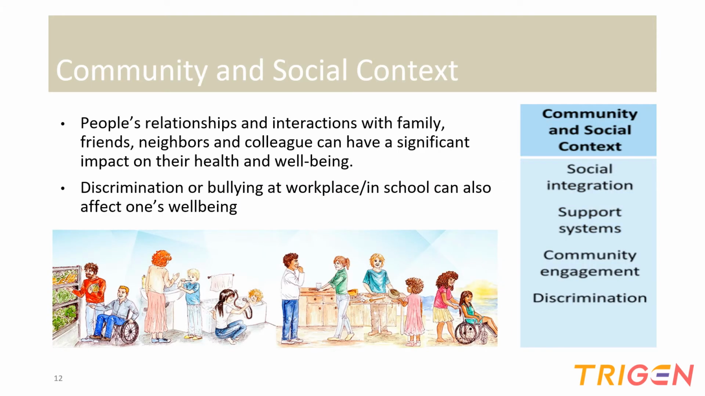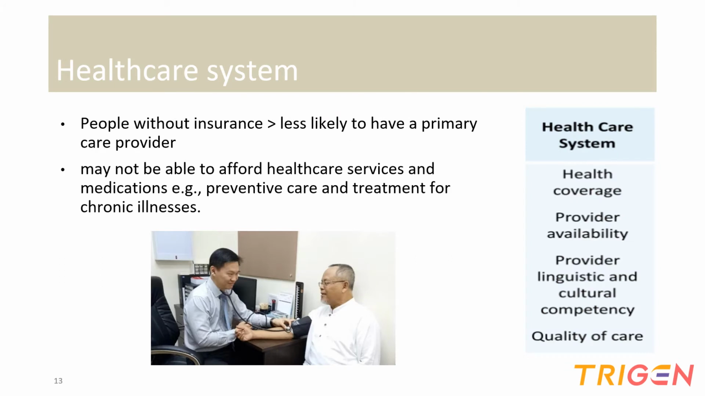Community and social context. People's relationships and interactions with family, friends, neighbors, and colleagues can have a significant impact on their health and well-being. Discrimination or bullying at one's workplace or in school can also affect one's mental health. As for the healthcare system, people without insurance are found to be less likely to have a primary care provider, and they may not be able to afford the healthcare services and medications they need, for example, preventive care and treatment for chronic illnesses.